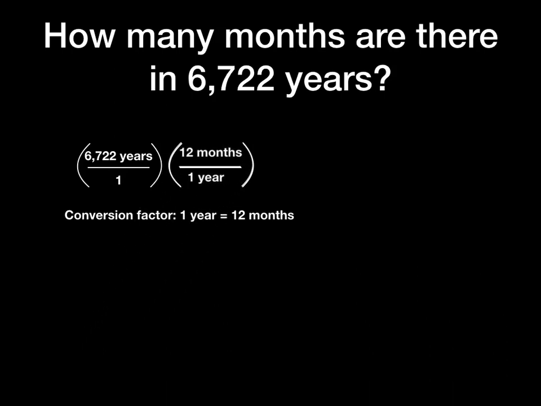Let's put it in as 12 months over 1 year. This time you'll notice something interesting. The unit years is in the numerator in the first set of parentheses, but it's in the denominator in the second set of parentheses, so years cancels out. In this case, now when we multiply 6,722 times 12 months, years is all gone, and the only unit that's left is months. And so this shows us that the answer is 80,644 months. So the conversion factor is set up so that the units cancel out, and the only unit that's left uncanceled is the one that we want.